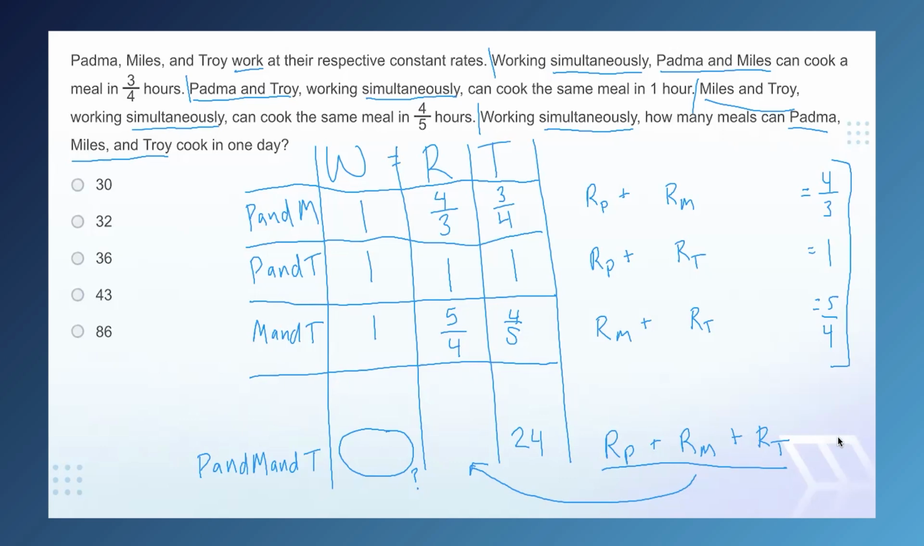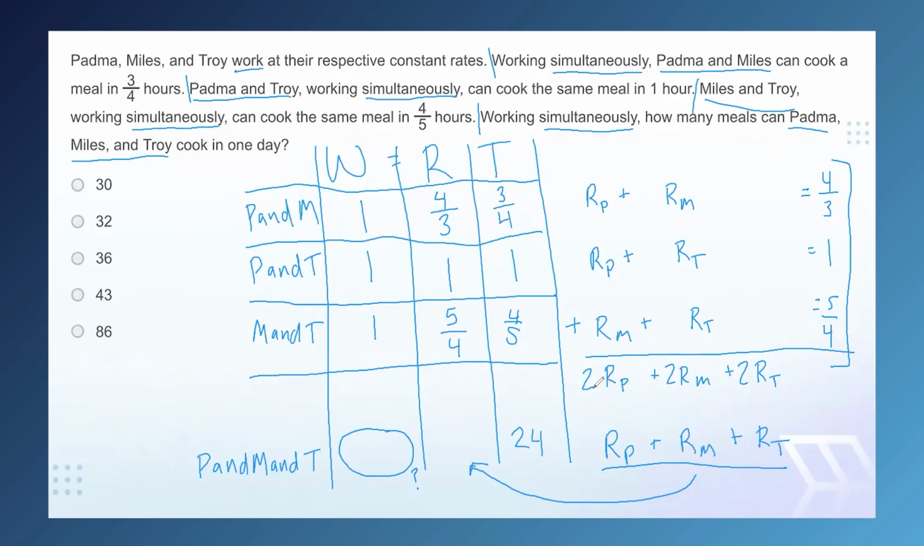Is there another way to get what we're solving for? Now, notably, we're not solving for the individual rates. We're solving for the 3-person combined rate. Is there any way that we can get directly to that 3-person combined rate using our 2-person combined rates? So what if we did what we did in the first problem and just added the rates that we have together? Let's see what that would give us. So adding these together, we're going to see that we have 2 rate of P plus 2 rate of M plus 2 rate of T.